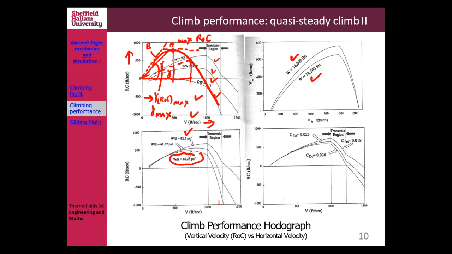Now, this is the effect of your CD naught, which is your parasite drag or profile drag. So the bigger the drag, the more it drops your hodograph as well, and that will affect your climb performance. So the bigger the parasite drag, the more the hodograph drops down, which will obviously drop your gamma. First of all, it will drop your rate of climb maximum, and also your gamma maximum, the steepest angle for your climb. Okay.